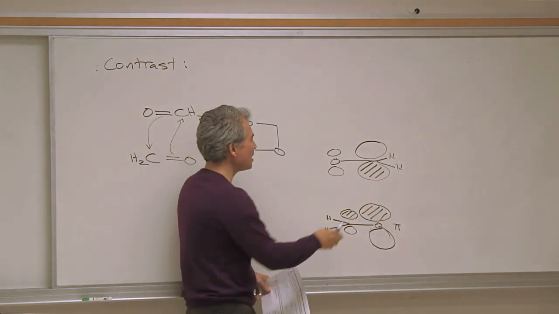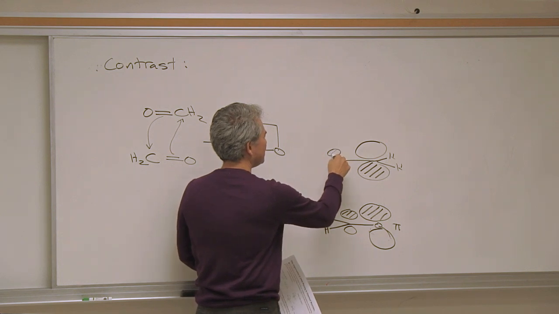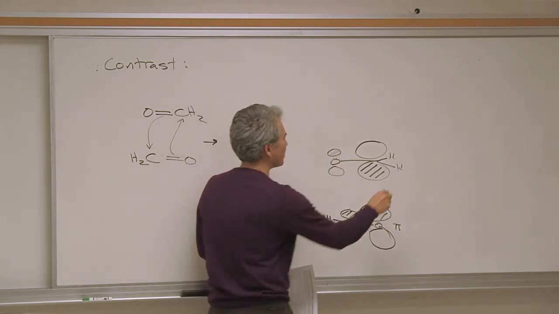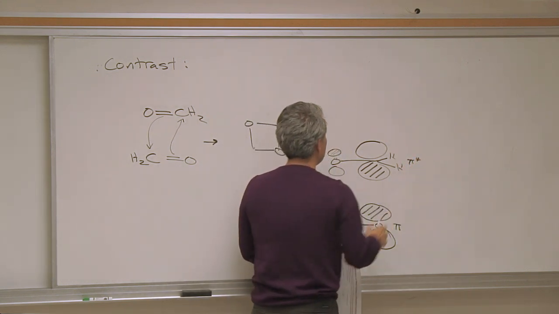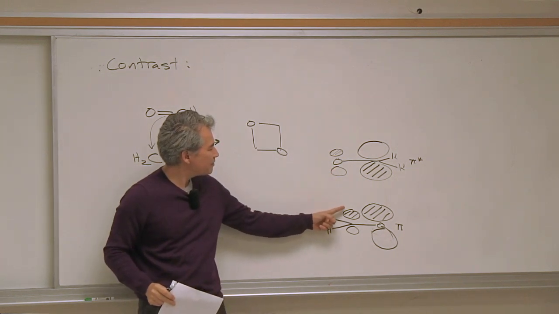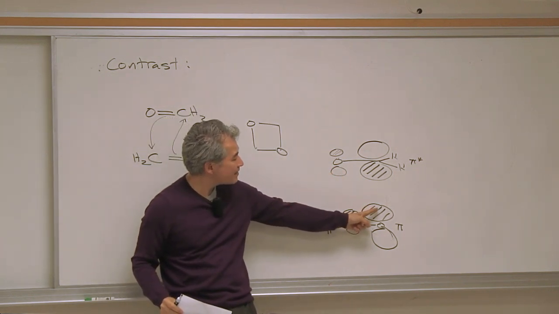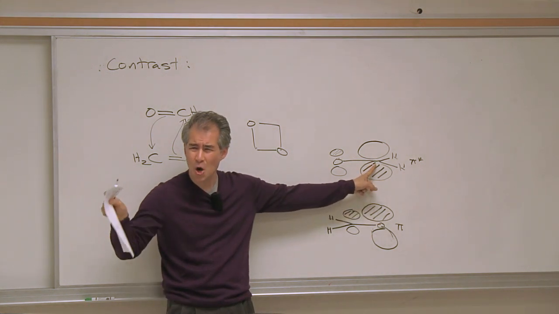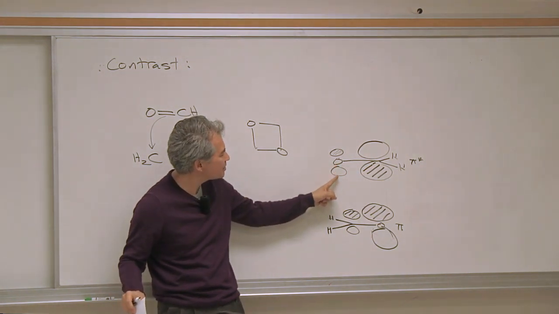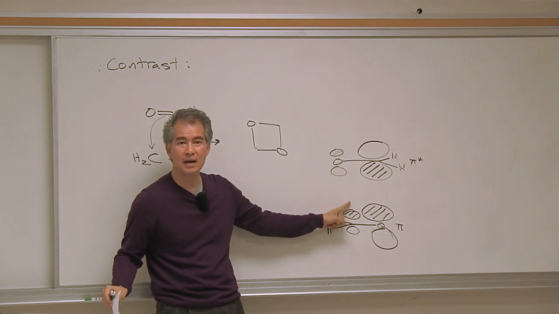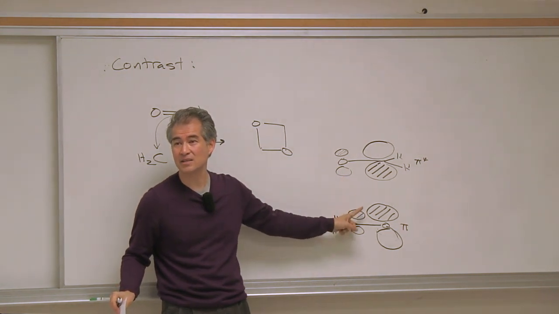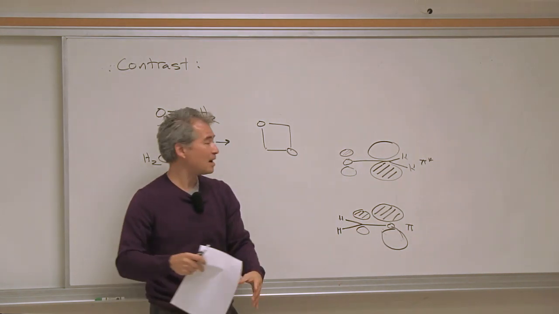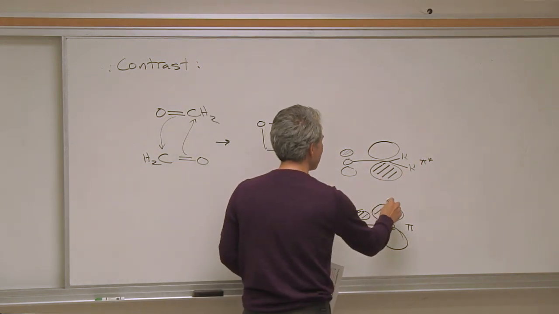But the problem is now when I draw the p orbital combination for pi star here, on this other end, I have the wrong phasing. There is no possible way that as I form a bond between this oxygen and this carbon, I can simultaneously form a bond here. I'm going to get an antibonding combination. I'm going to get the opposite of a bond. I'm going to get something that equals breaking of a bond.